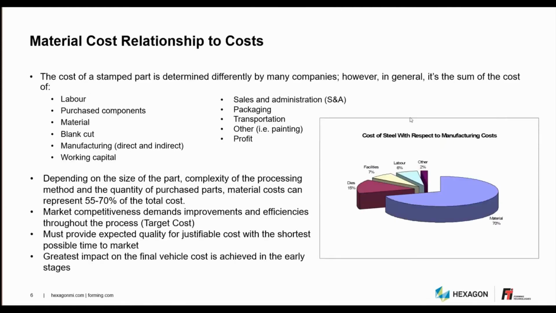In here, we can see the relationship of the cost for a sheet metal part in comparison with the total cost of the project. So you can see the total cost is divided into labor, purchased materials, sales and administration, etc. You can also see from the picture that the biggest part of the cost is the material. The material can represent from 55% to 70% of the total cost of the project.